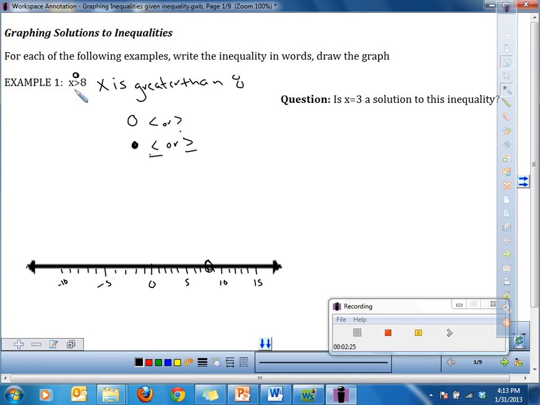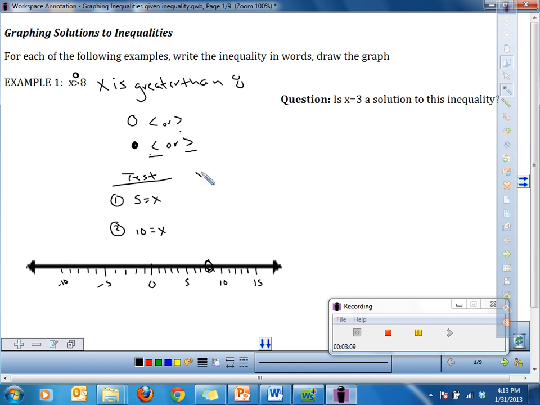Then I'm going to figure out which direction my solutions are in. If x is greater than 8, that's saying x is any number that is bigger than 8. So I need to figure out whether the numbers bigger than 8 are to the right or to the left. The easiest way to do that is to test 2 points. I'm going to pick a point to the left of my 8 and a point to the right. So I'm going to pick 5 and I'm going to pick 10. Let's pretend that x was 5 and that x was 10.